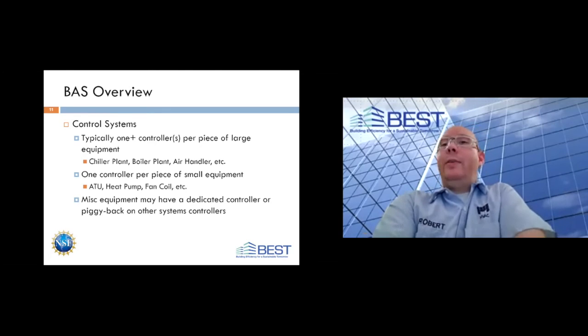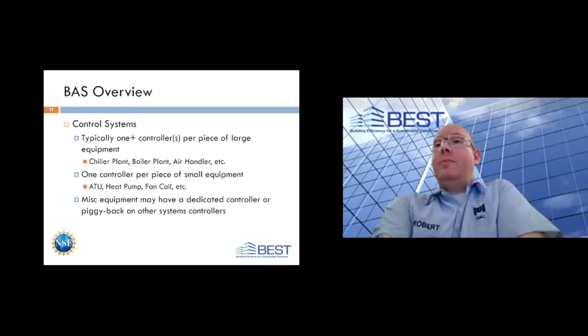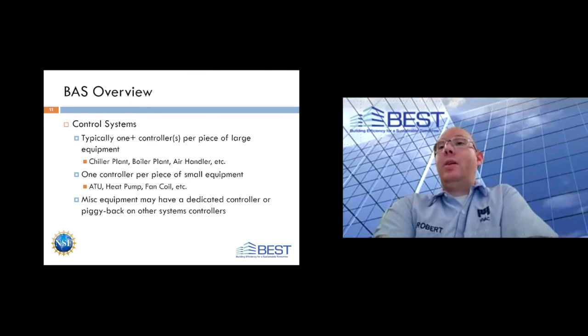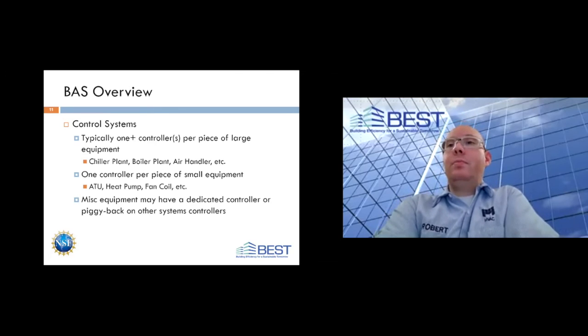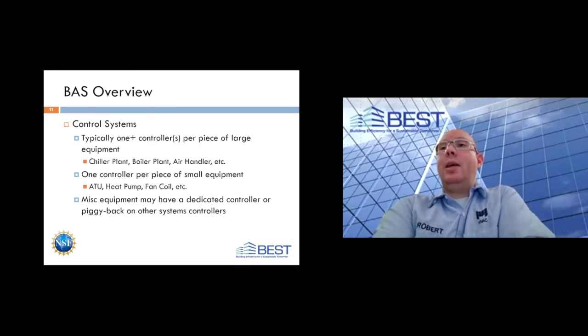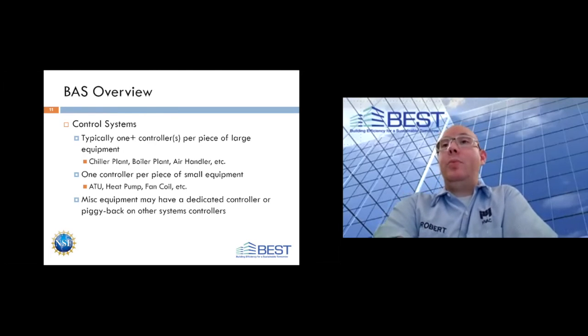Smaller equipment like our VAV boxes, heat pumps, and fan coils get single controllers. These are often referred to as unitary controllers. Typically these are smaller, cheaper controllers. They may have fewer bells and whistles than the plant controllers. Sometimes they have exactly the same number of bells and whistles.